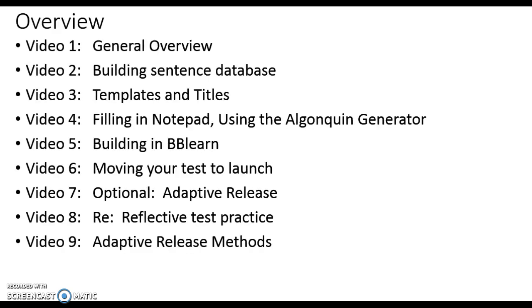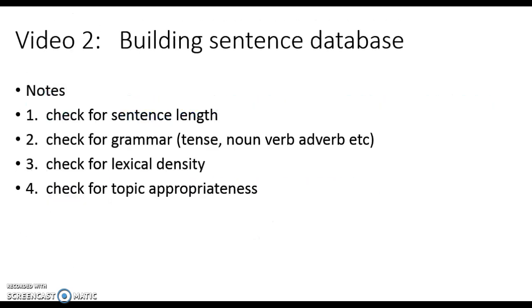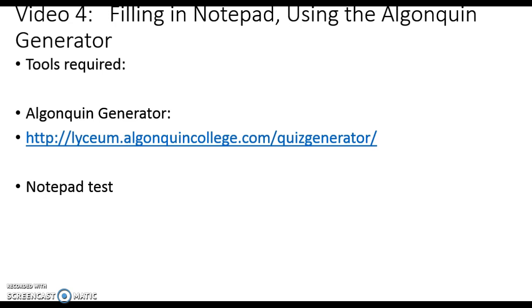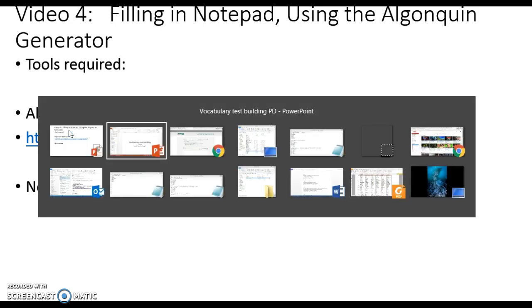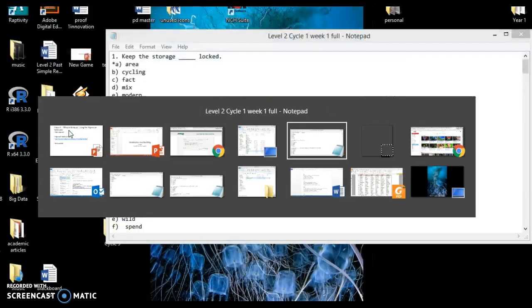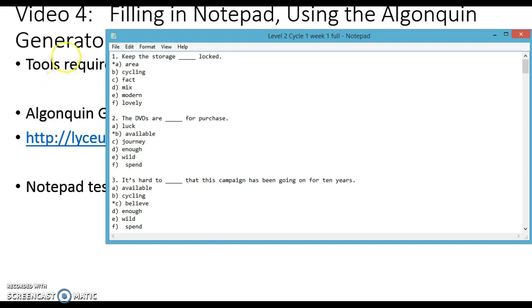We're continuing our series today with our fourth video, filling in Notepad and using the Algonquin Generator to create a test that we can upload to Blackboard. Tools required for this step are the Algonquin Generator, which you can find at this website, and also the Notepad test that you created. And that should look like this.